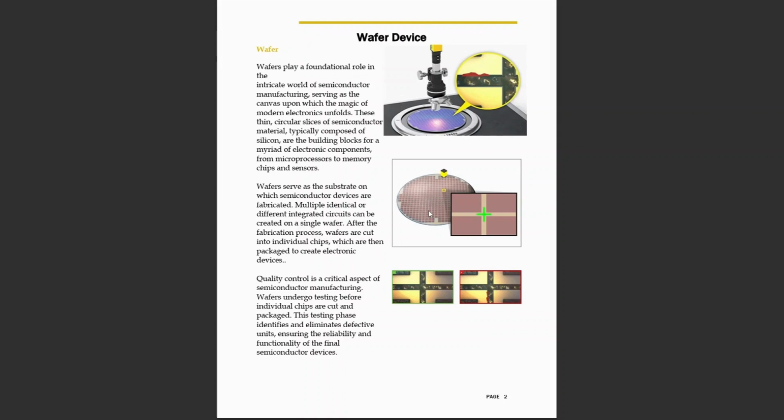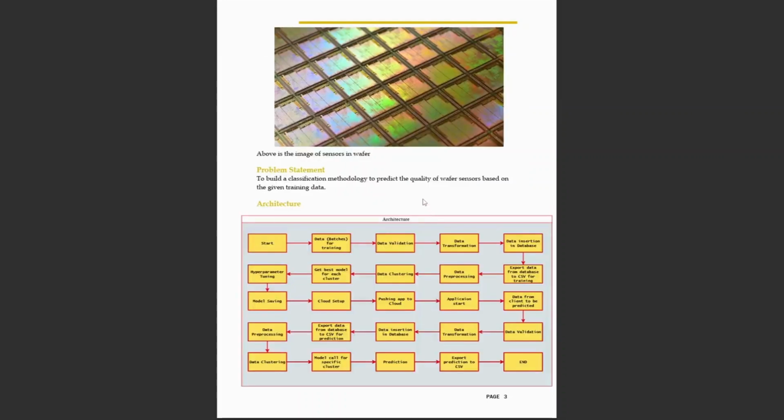Okay, and these wafer devices are used in various industries. For example, in solar industries, in order to manufacture the solar device, we'll be using this wafer device. Fine. So as I told, the problem statement is to build a classification algorithm which needs to predict, based upon the quality of the wafer, whether it is a good wafer or bad wafer.